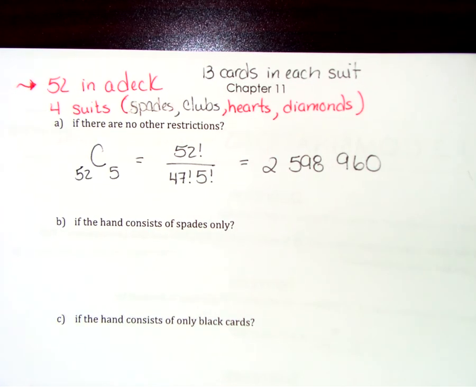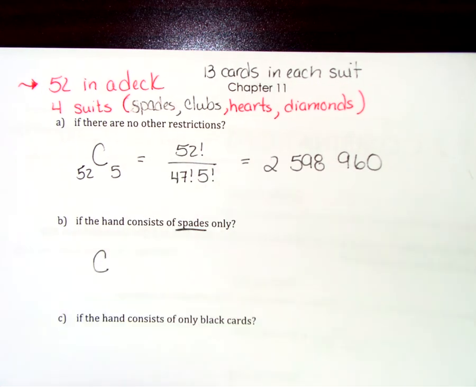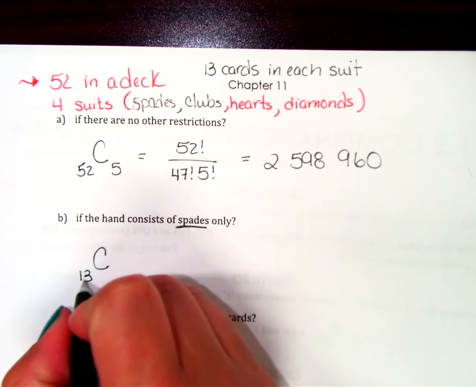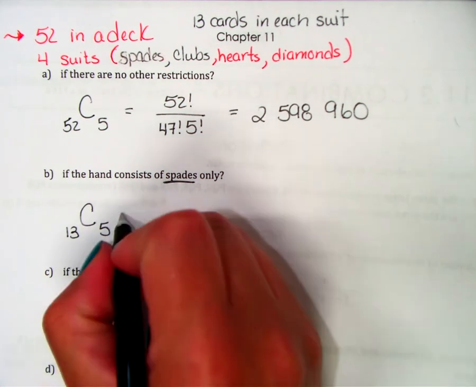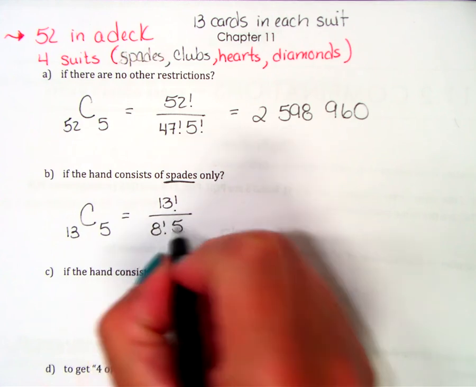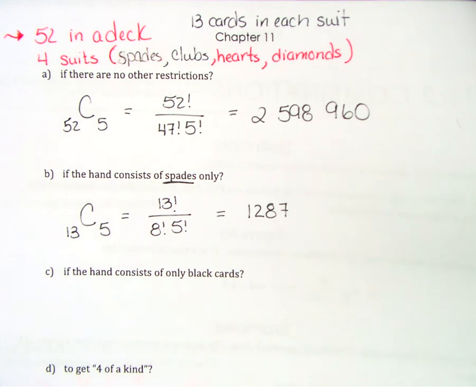Okay, if the hand consists solely of spades. So we want spades only. So the choice of cards goes from 52 down to 13. And we're still dealing a hand of 5. So definitely a significantly less amount of possibilities for that, right?